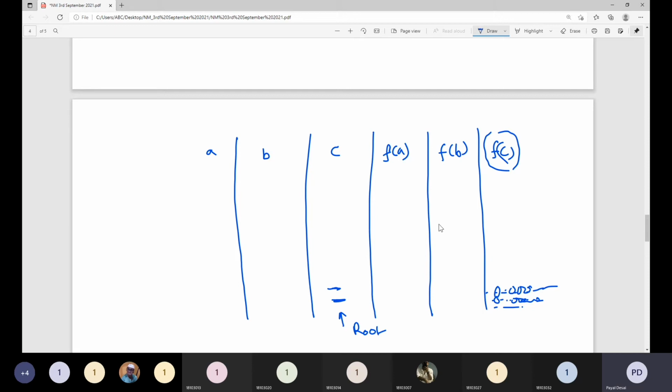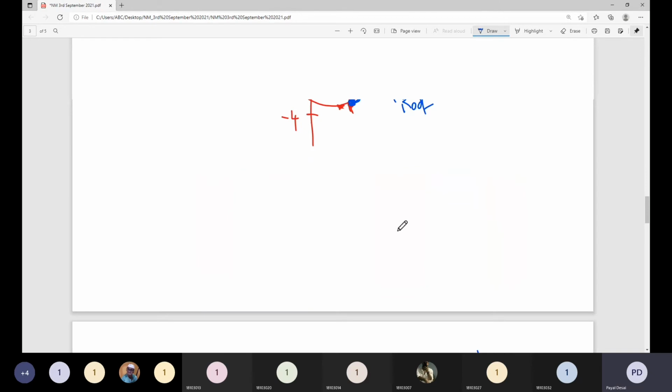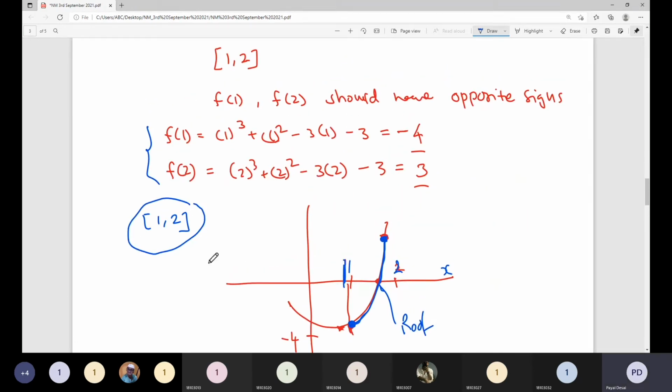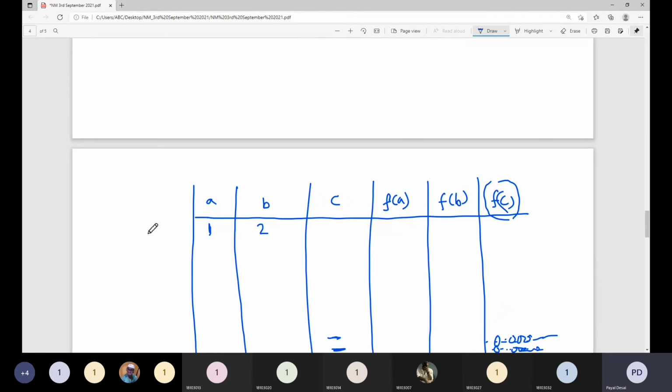First we try to understand in a simple way. The first value we started with is A, that is 1, right? The second value we started with is 2, that's the value of B. So 1 and 2 is your bracket. What is C? C is (A plus B) by 2. Then (1 plus 2) by 2 is how much? 3 by 2, 1.5. So you write 1.5. Now evaluate all three values. Of course, these values you have already evaluated: this is -4, this is 3. Now evaluate FC with this 1.5. What value you are getting, you have to write it somewhere here.